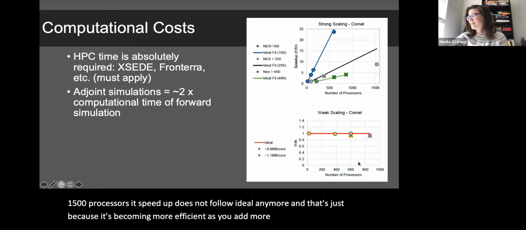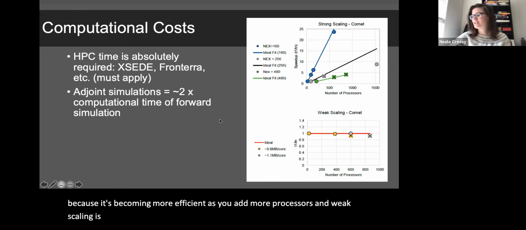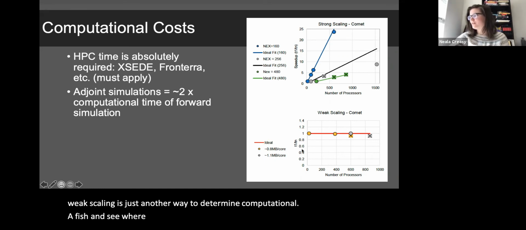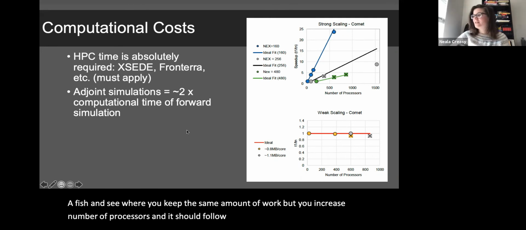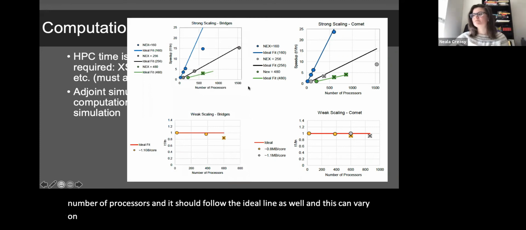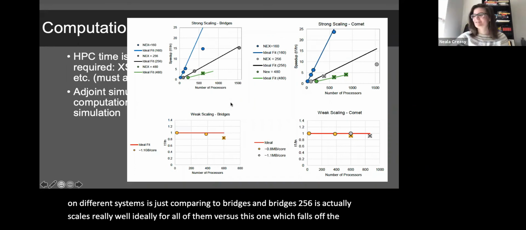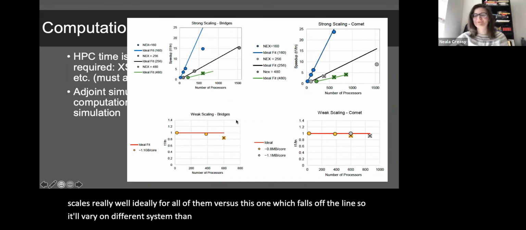And weak scaling is just another way to determine computational efficiency, where you keep the same amount of work per processor but increase the number of processors, and it should follow the ideal line as well. This can vary on different systems. This is just comparing to Bridges. On Bridges, 256 scales really well, ideally, for all of them, versus this one, which falls off the line. So it will vary on different systems, and weak scaling is actually quite different too.